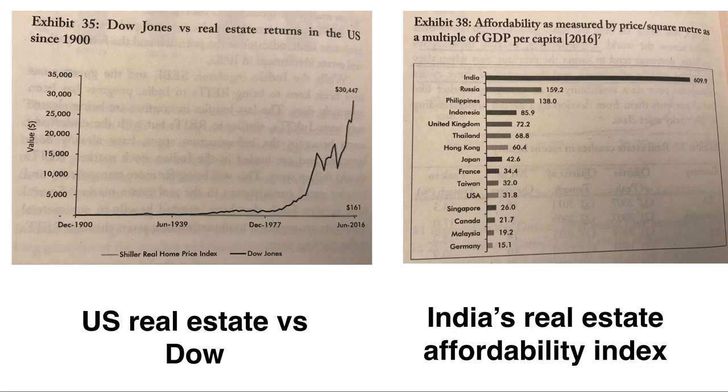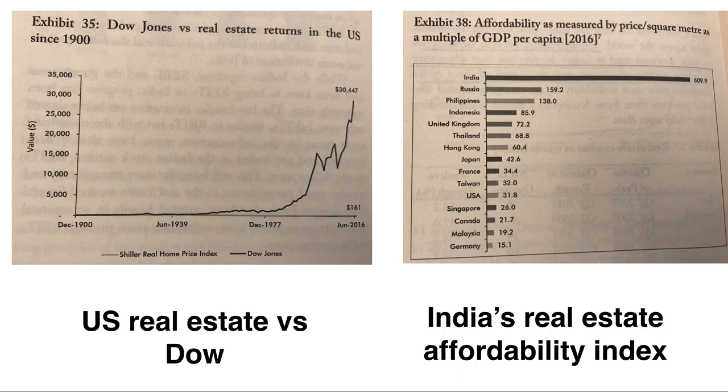Now, the US real estate and Dow Jones comparison on the left is also quite evident as to how real estate is a pretty big trap. The Indian real estate affordability index on the right shows clearly, based on price per square meter, that it is really high in India. So you cannot really afford it, but in other countries it's comparatively much lower. Also, diversification is not there in the United States: the American stock market is 78% correlated with real estate.